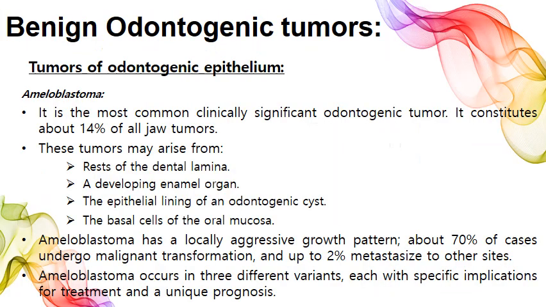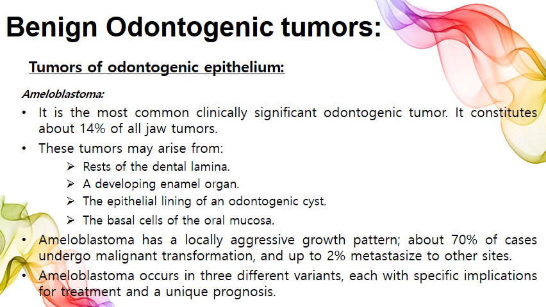Now we enter the subject of our lecture today, which is the benign odontogenic tumors. First of all, we have tumors of odontogenic epithelium, tumors with their origin from odontogenic epithelium. The most common one is the ameloblastoma. It is the most clinically significant odontogenic tumor, and it constitutes 14% of all jaw tumors, which is a high percent.